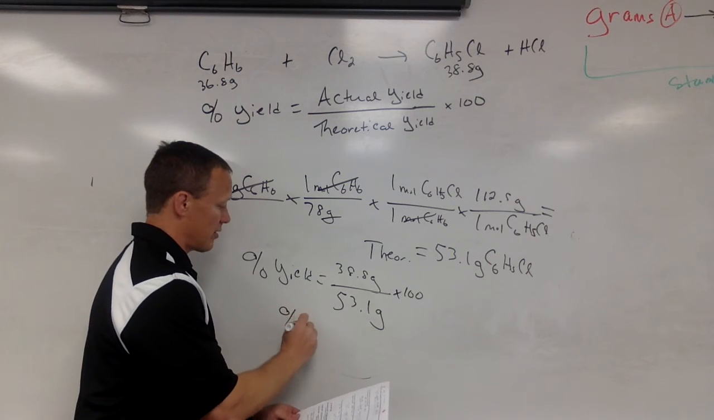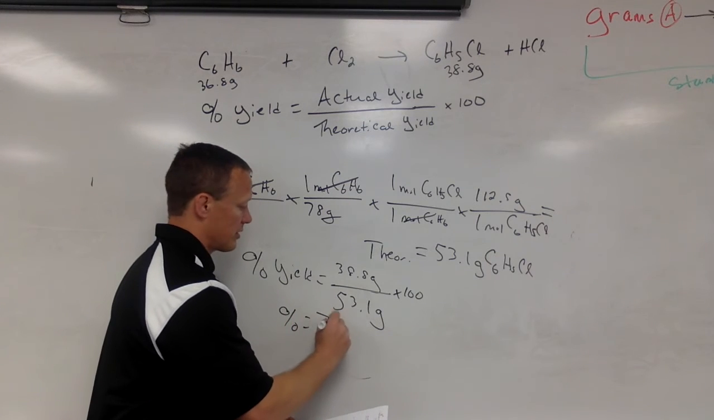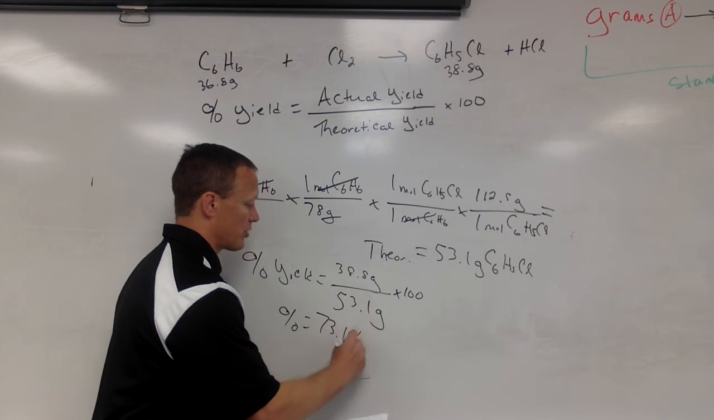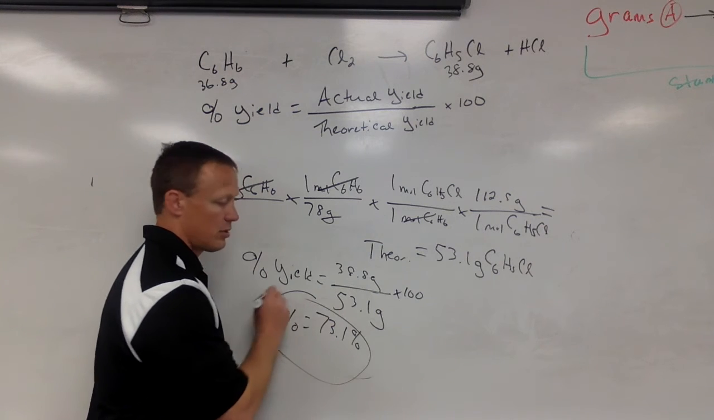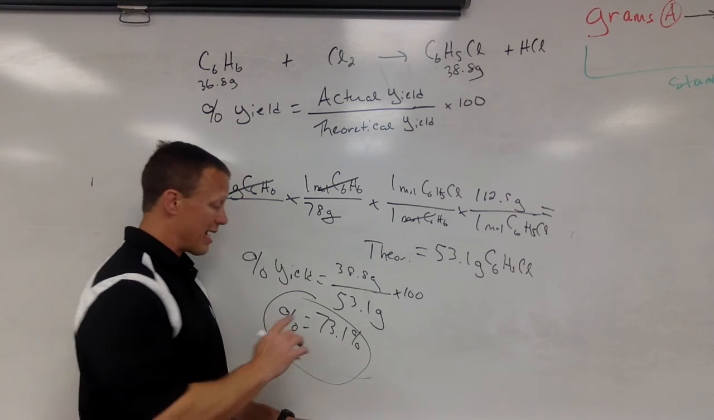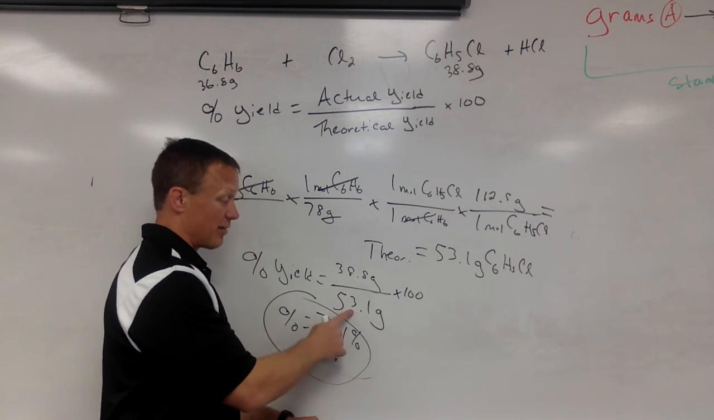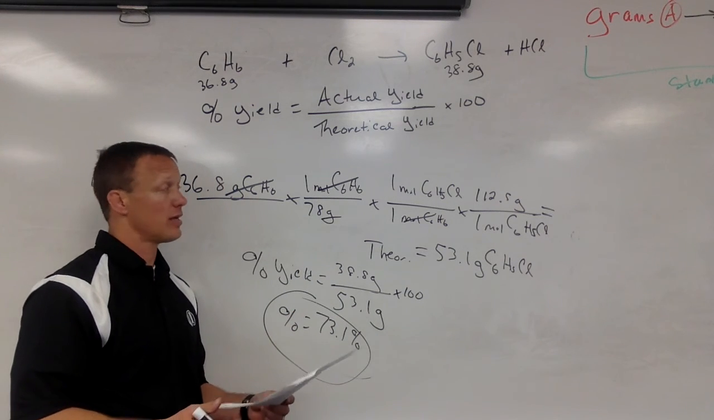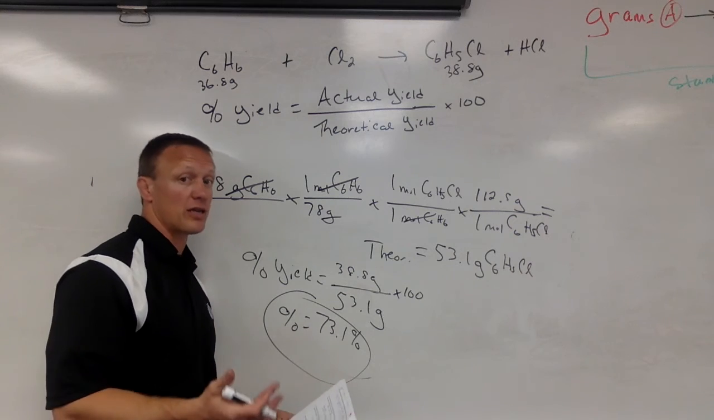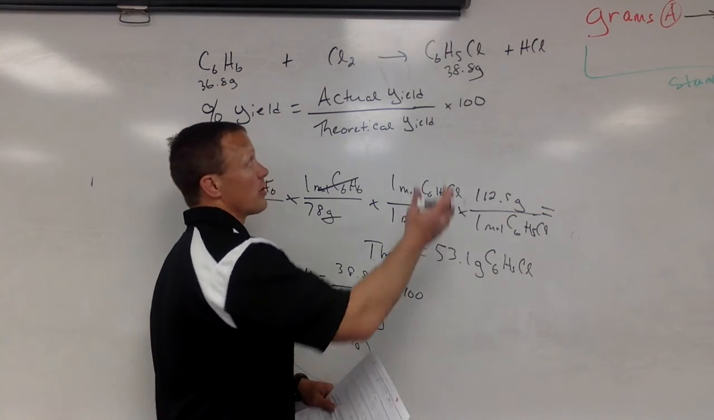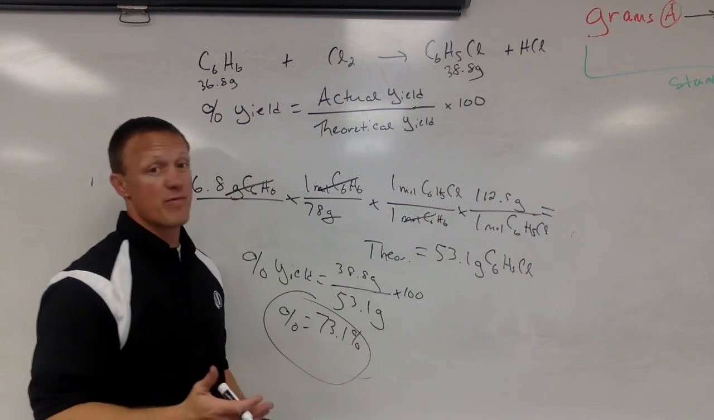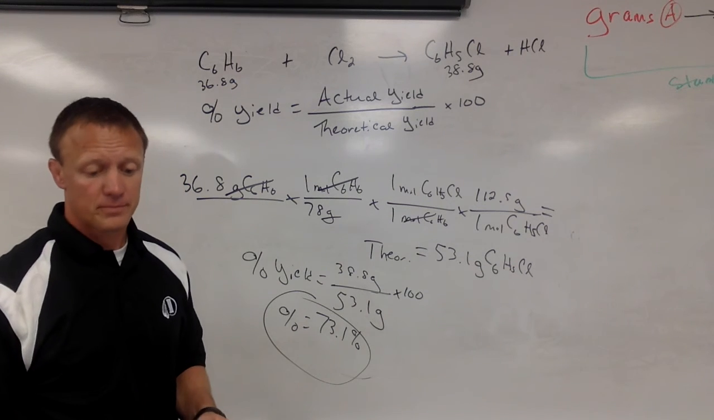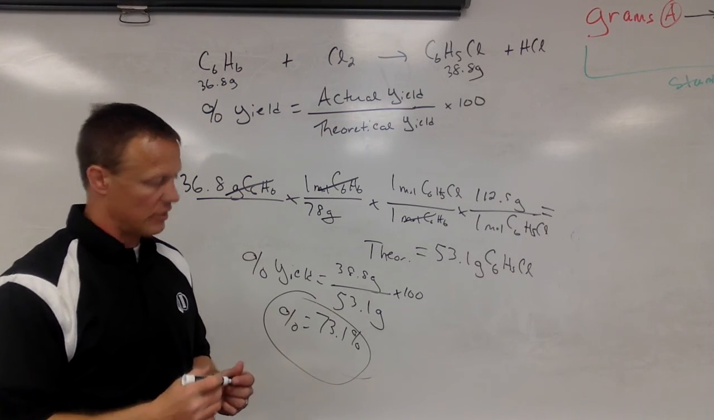So our percent there is about 73.1% yield. So in other words, we got 73% of what we should have gotten. This number is 73% of that one. You could have a percent yield over 100 at times if you didn't dry your product and you're supposed to. Maybe it still has water in it, whatever. Sometimes that number can be bigger than what you should have gotten. That's the only example I've got.